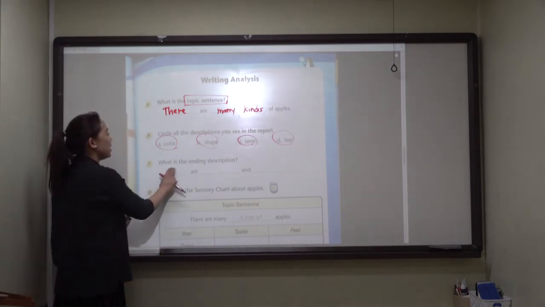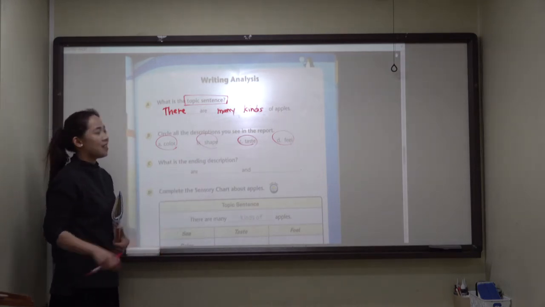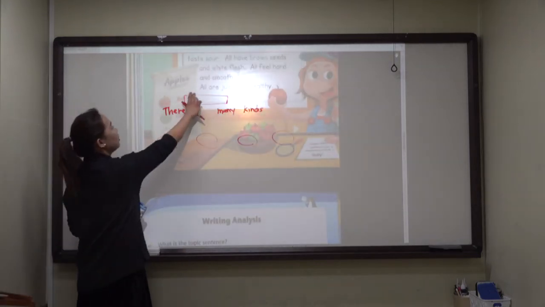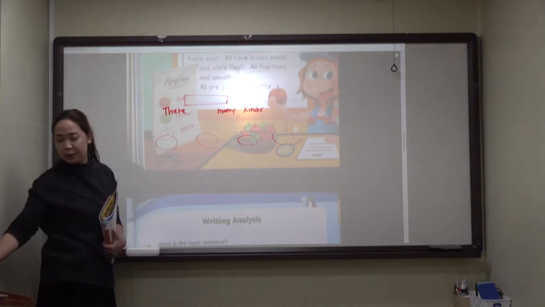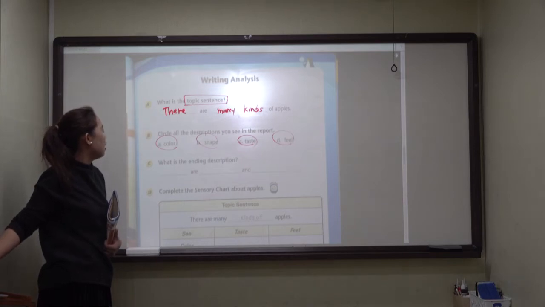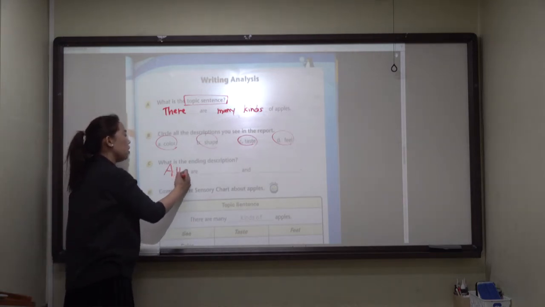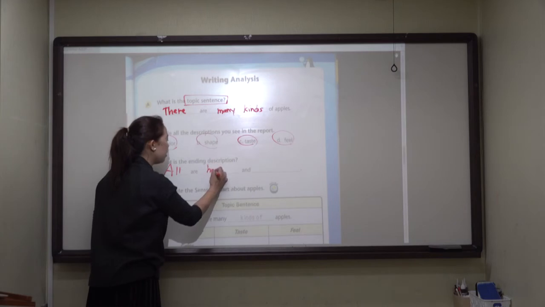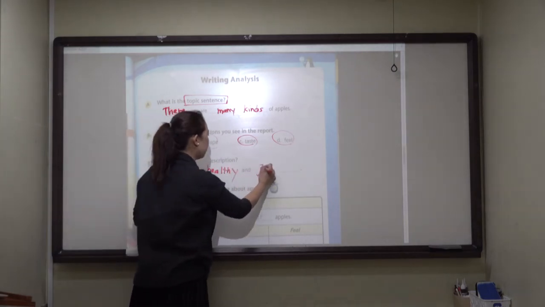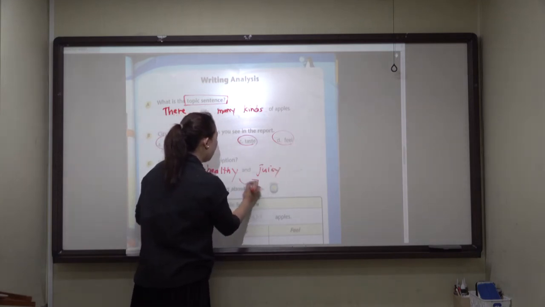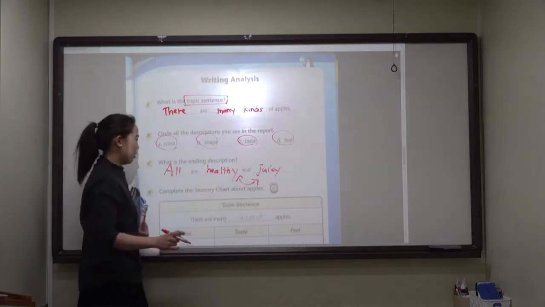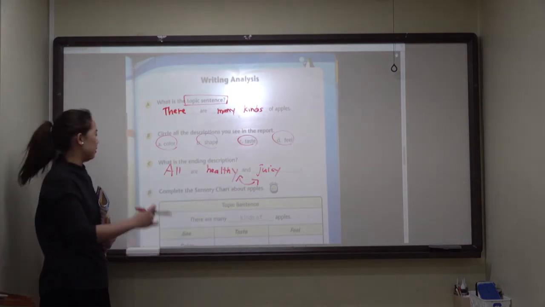Next, what is the ending of the description? When we say the ending, here, we're talking about the last part, alright? The last part. Now, what is the last part? Okay. All are healthy. Okay, all are healthy and juicy. Or actually, all are juicy and healthy. It doesn't matter. You can switch them. Okay? Did you get this, guys?